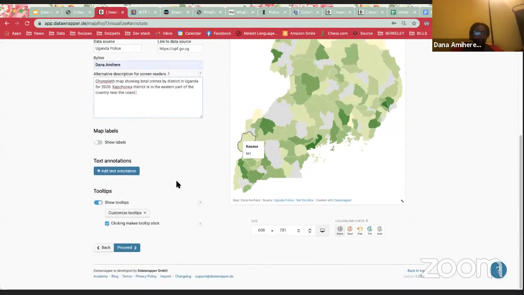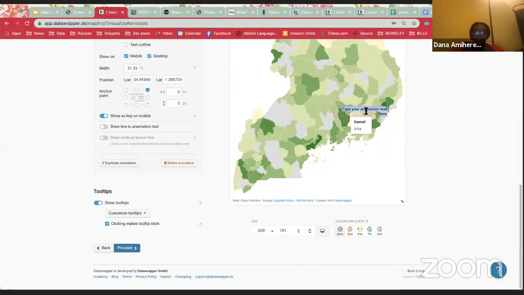Okay. And then there's some other cool tools in here. You can add a little text annotation. So if I wanted to add a little note here, I could add something here.